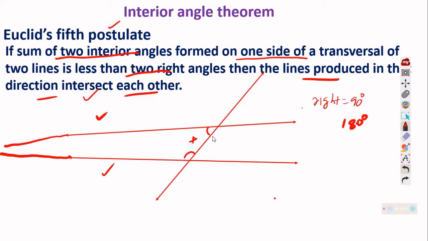If it is exactly 180, it won't intersect. If it won't intersect, we call those set of lines as parallel lines. This postulate is very important because it is telling us about the interior angles of a set of lines. If the interior angle sum is equal to 180, or if it is supplementary, then those two lines will be parallel.